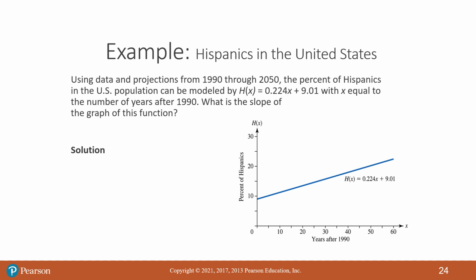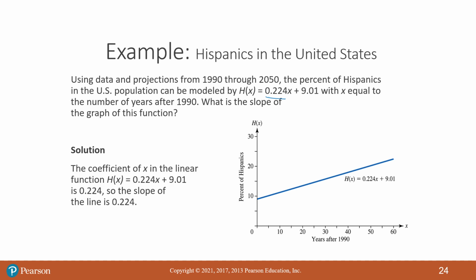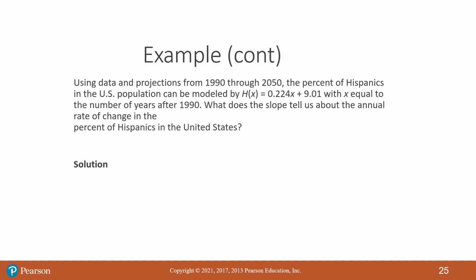The slope should be the number that's in front of x. The number that's in front of x is 0.224. The coefficient of x in the linear function h of x equals 0.224x plus 9.01 is 0.224. So the slope of the line is 0.224. Don't overcomplicate it. It may look like a complicated question, but all it's asking for is the slope. Give them the slope. This is the slope. This is your answer. Very nice.